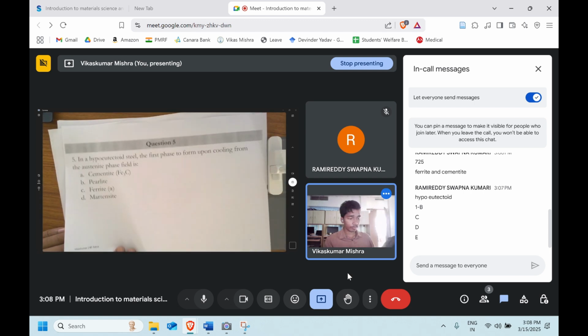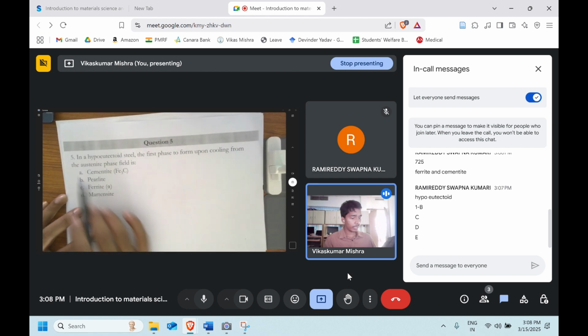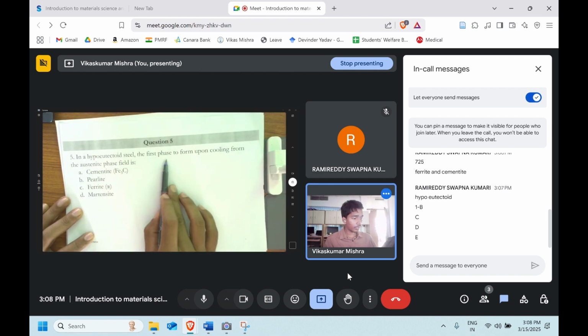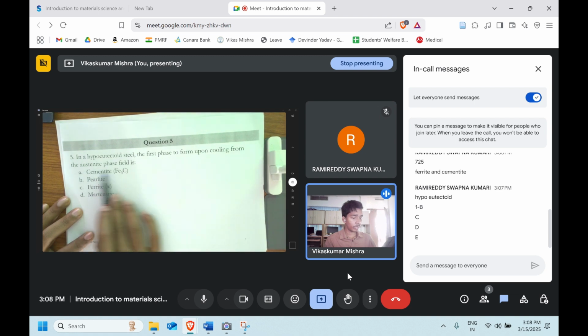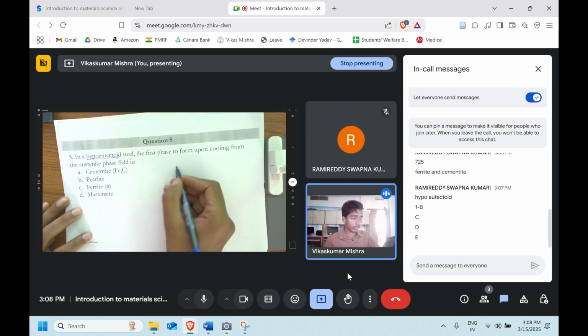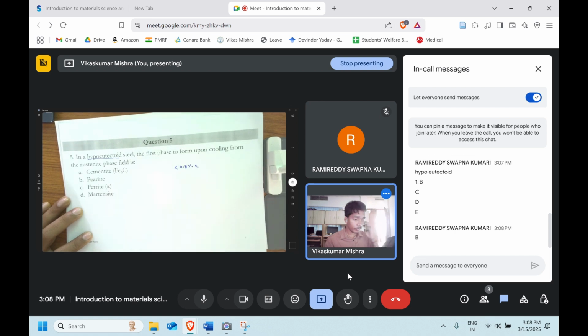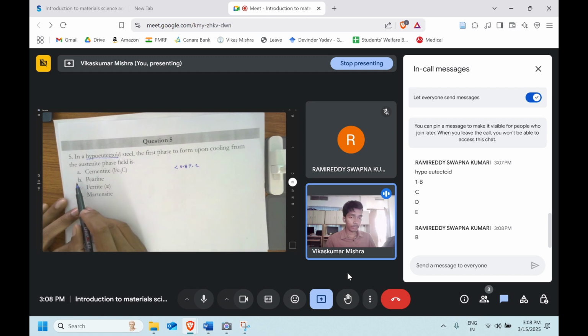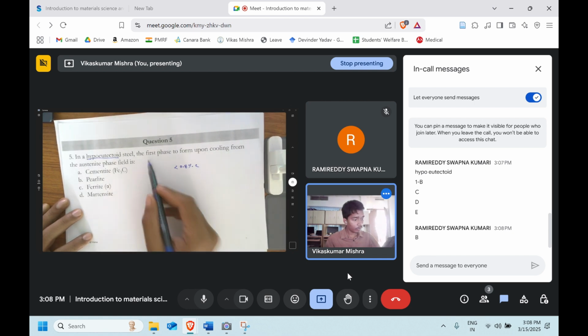So let's go with the next question now. Question number 5. Question 5 says, in a hypoeutectoid steel, the first phase to form upon cooling from the austenite phase field is what? Talking about the hypoeutectoid, that is, less than 0.8% carbon. So which one will be the first phase that will form? No, it won't be the pearlite. Pearlite will form at exactly 0.8%.